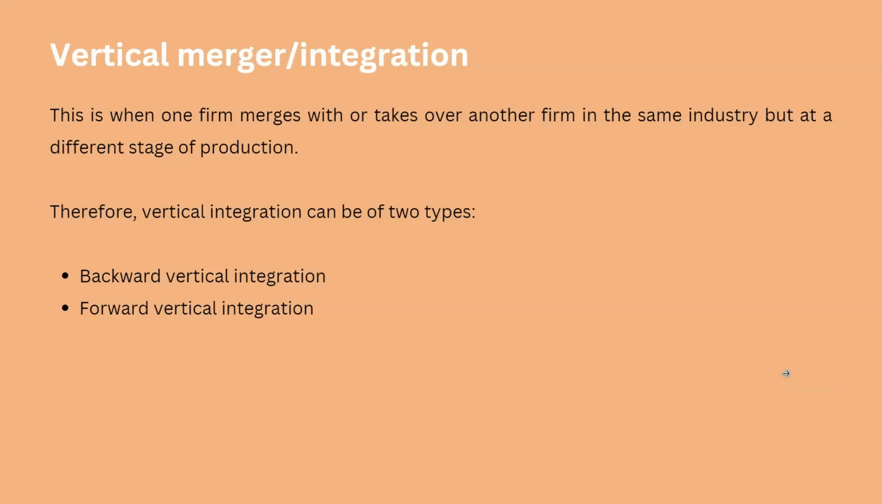Next is vertical merger integration. Now, this has two types as well, backward vertical and forward vertical. So let's first understand what a vertical merger is. A vertical merger is when one firm merges with or takes over another firm in the same industry but at a different stage of production. Now, the industry is the same, but the stage of production is different. Because the stage of production is different, we have two types on the basis of stages of production, backward vertical and forward vertical.